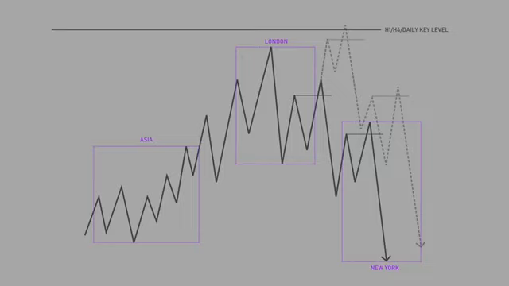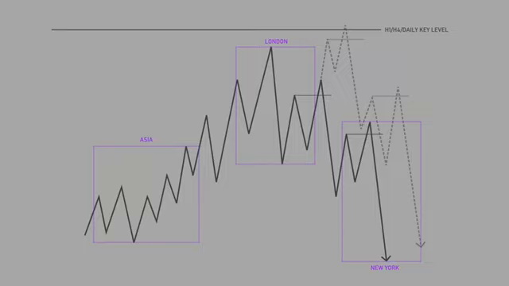But if, let's say, heading into New York session, we trade into a higher time frame key level and we take out the London highs or the London lunch highs, and then see a change in order flow happen after displacing from the key level, then the New York reversal profile is most likely.